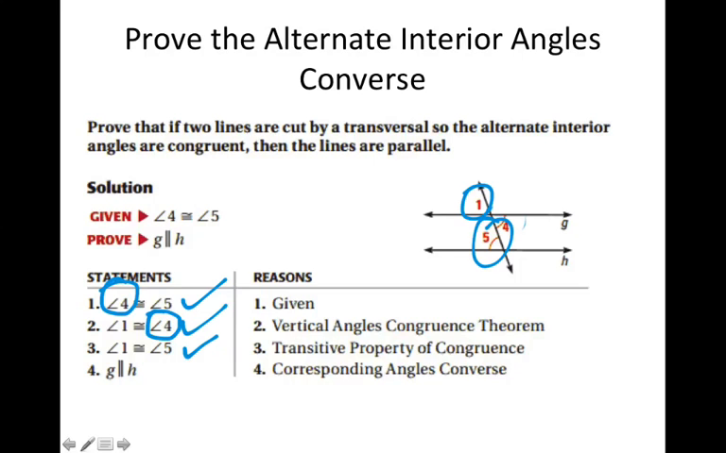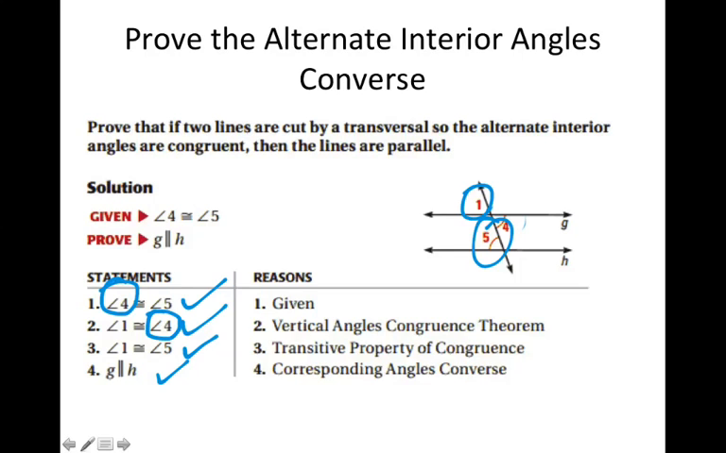So 1 and 5 are congruent. Since 1 and 5 are congruent corresponding angles, we know that the lines must be parallel. That's a quick slam dunk for a proof there. Took us 4 lines to prove that those two lines have to be parallel. Once we establish that corresponding angles are congruent, then we know the lines have to be parallel. All right, let's move on.